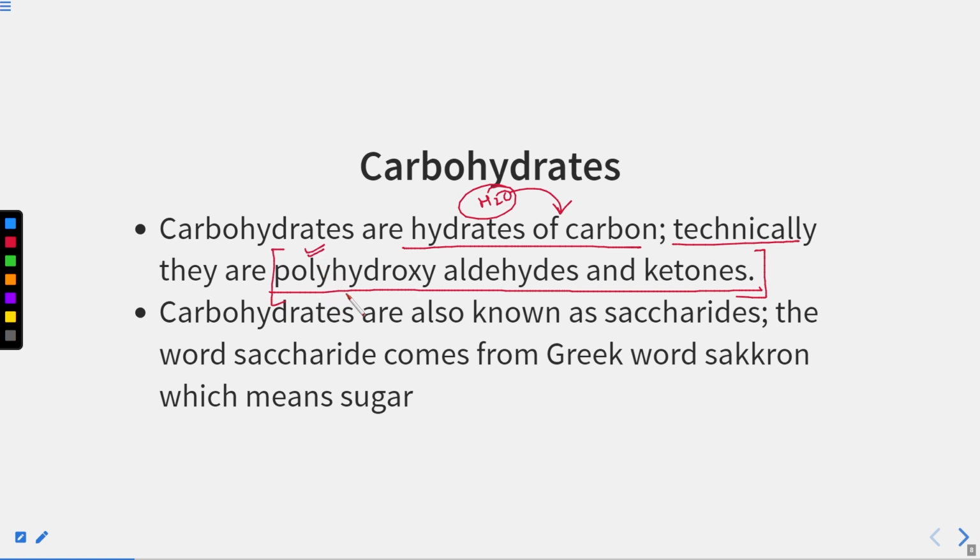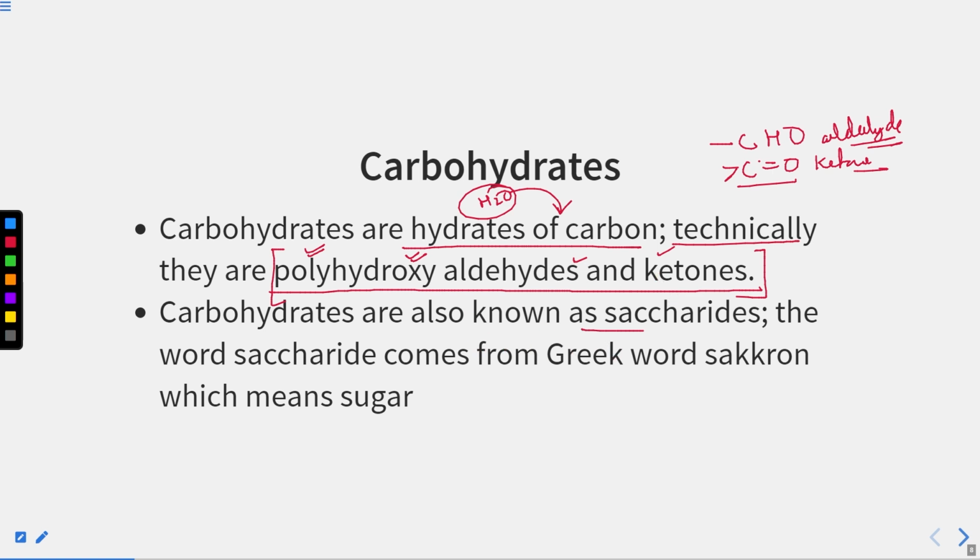So we can say that carbohydrates are polyhydroxyaldehydes and ketones, because you know that CHO is the aldehyde group and this C double bond O is the ketone group, right? So this is the polyhydroxy of aldehydes and ketones.